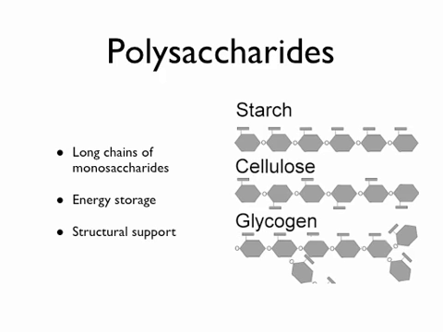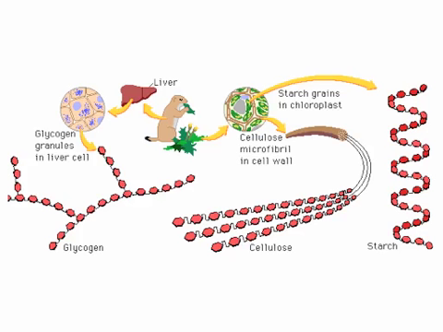Polysaccharides are long chains of monosaccharides. They're built 1 monosaccharide at a time by dehydration synthesis. Oftentimes, they're used for energy storage, or sometimes structural support in plants and animals and other living things. Here's an example of 3 important polysaccharides. The first is in the middle. It's called cellulose. Cellulose is what plants use most of their glucose for.